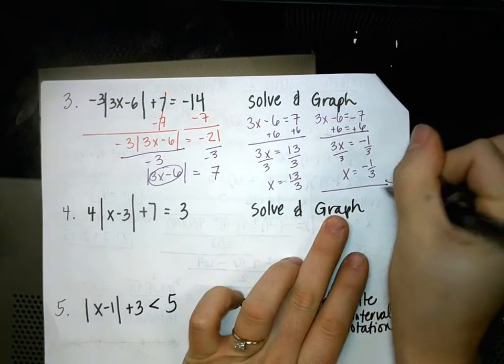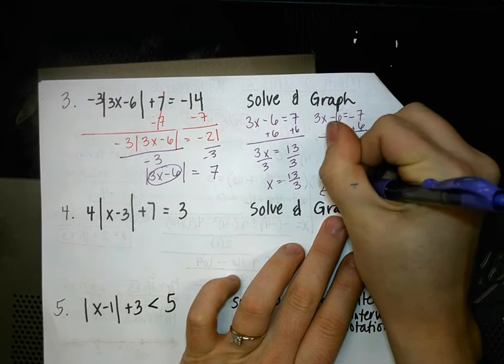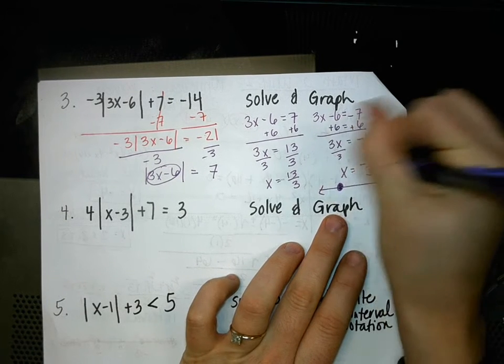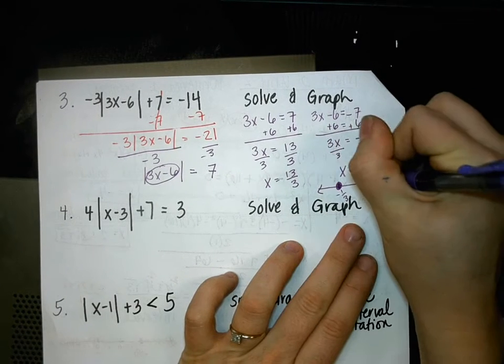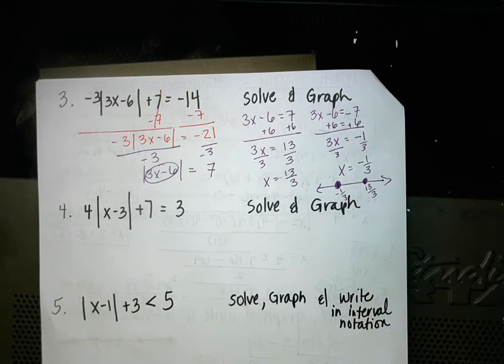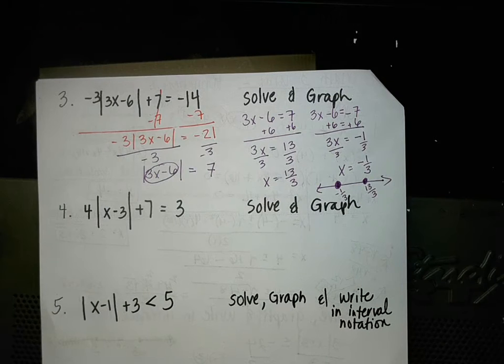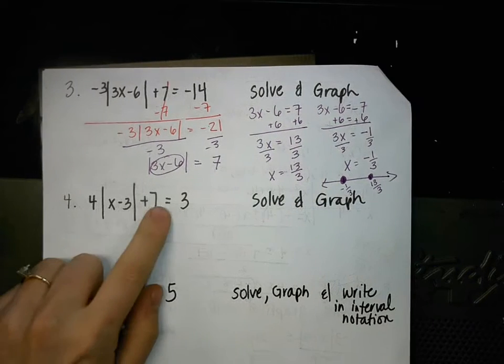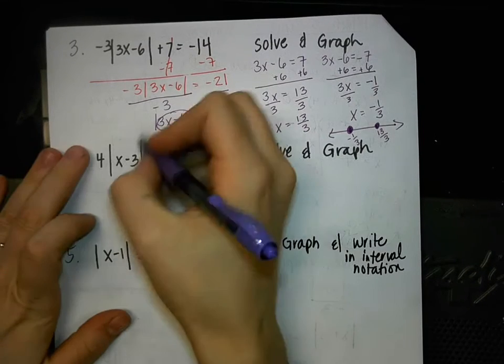Graphing that on a number line, your two solutions will be closed points because your x values will be equal to those two values, at negative 1/3 and 13 over 3. Number 4, absolute value equation. Again, I have to isolate my absolute value.